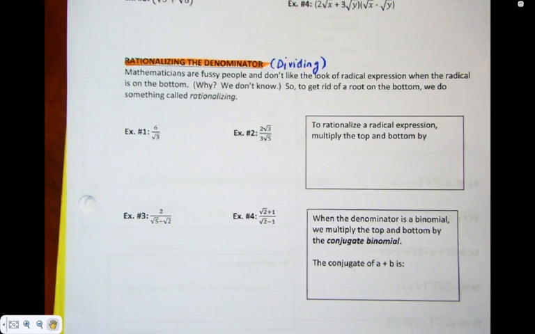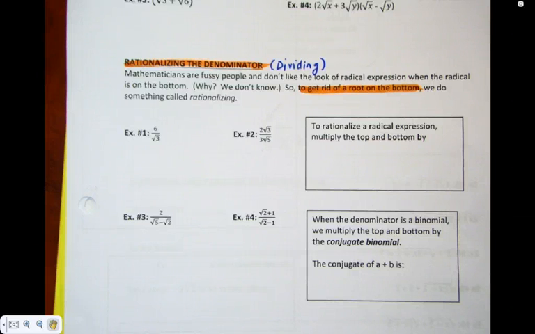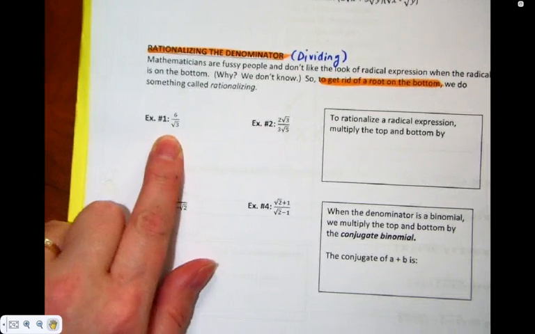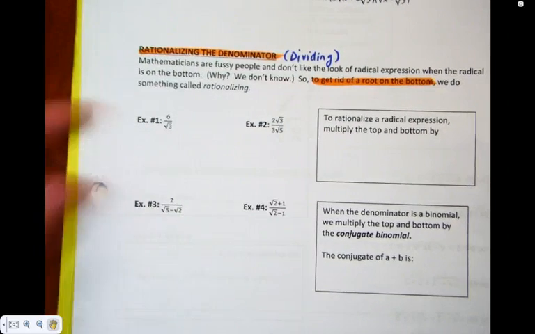So we're going to do something called rationalizing, and the sole purpose is to get rid of the root on the bottom. Top is fine. We don't care about that. It's this root on the bottom. Like this, the fact there's a root 3 drives me crazy. This one, I don't care there's a root 3 on the top, but I care about that root 5 on the bottom.